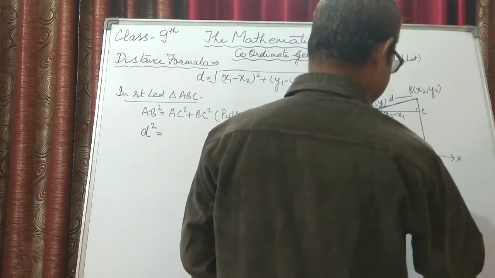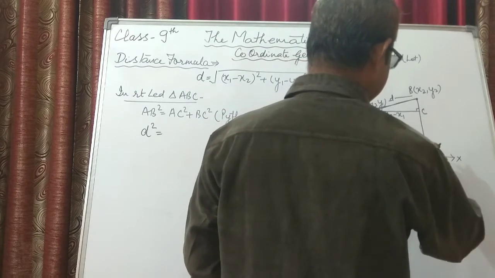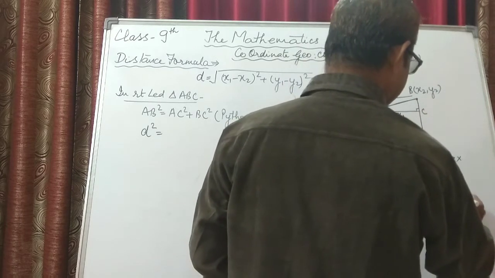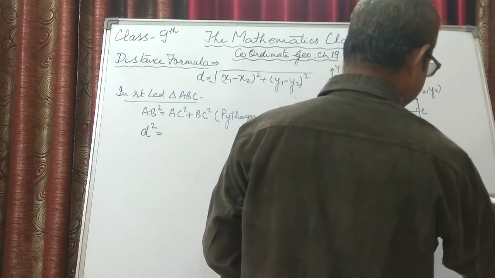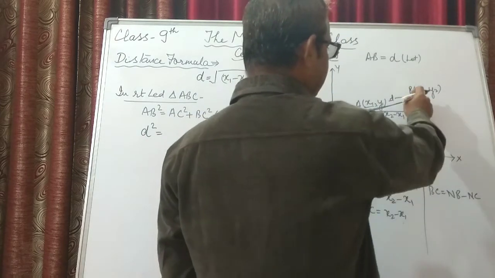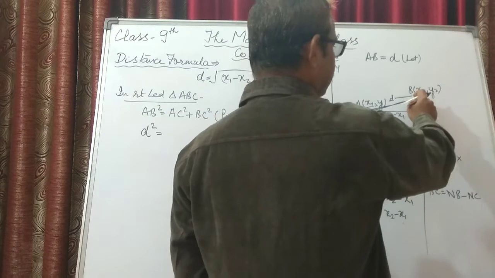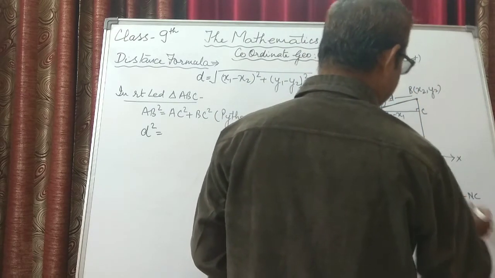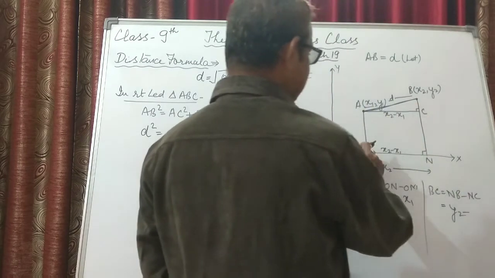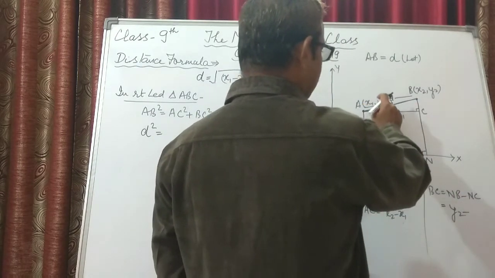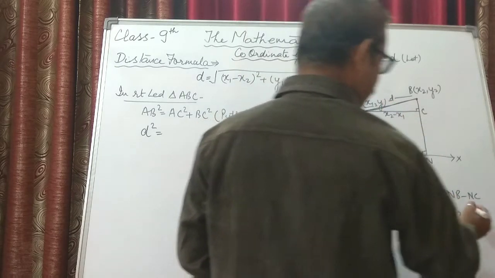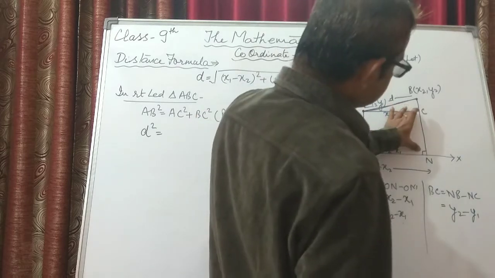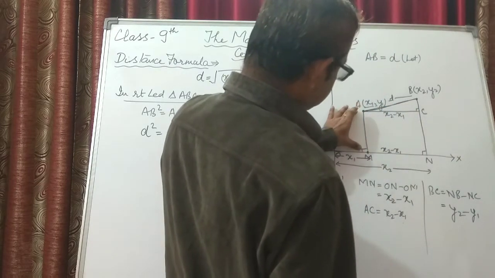So we can say that BC can be written as NB minus NC. Now NB, the distance on the y-axis of point B, is y2. So NB can be written as y2. NC is the same as MA, and MA is point y1 on the y-axis. It means NC can be written as y1.